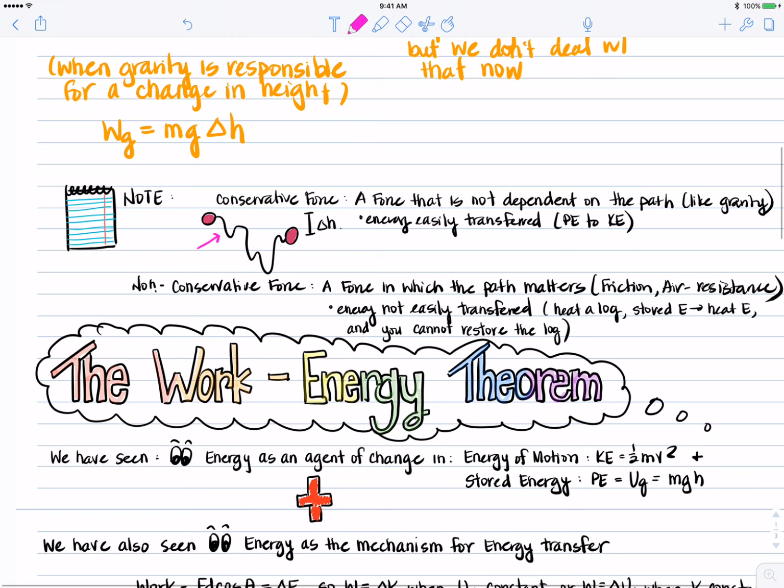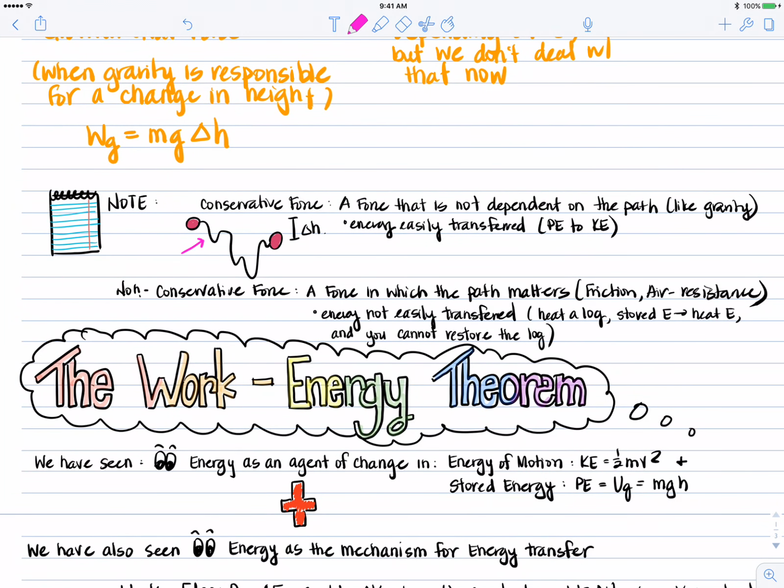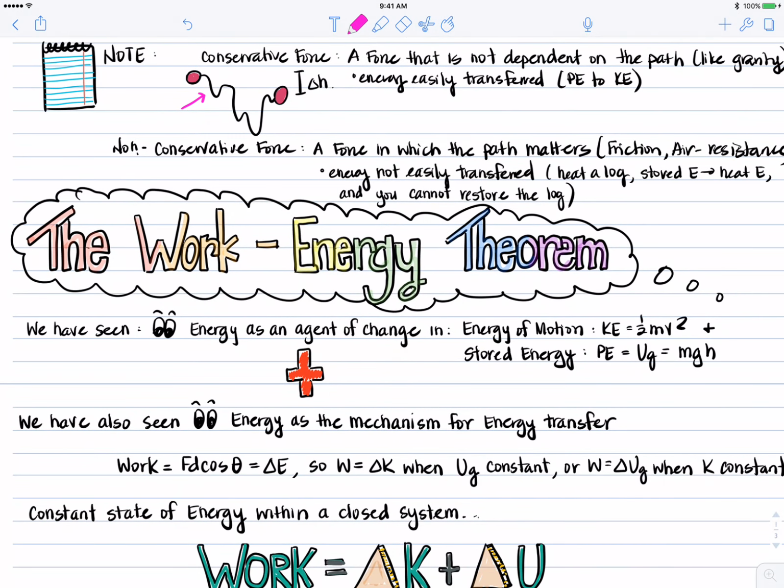And that led us into the work-energy theorem. So we have seen so far energy as an agent of change in the energy of motion, as well as stored energy or potential energy. And we've also seen work as the mechanism for energy transfer, that you can see in our work equals Fd cosine theta.